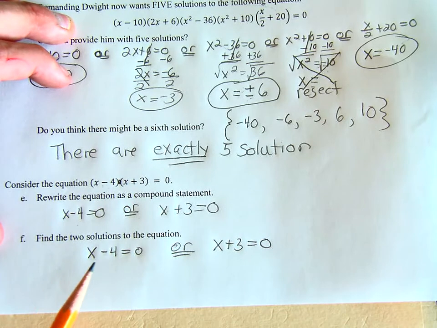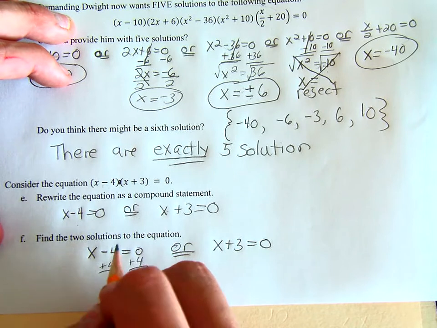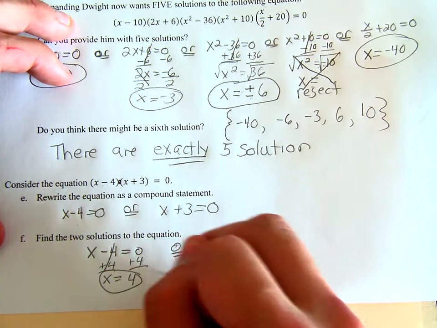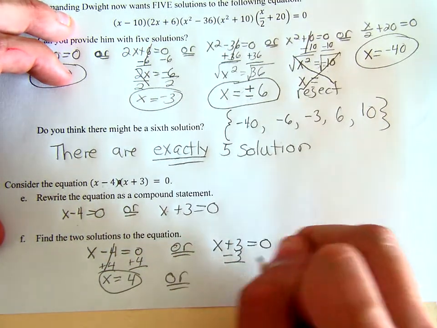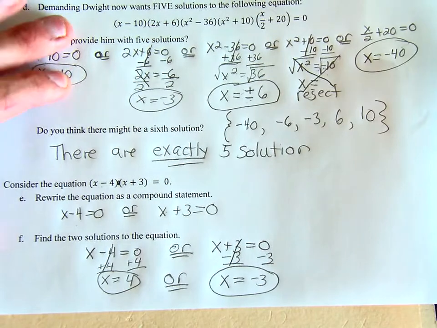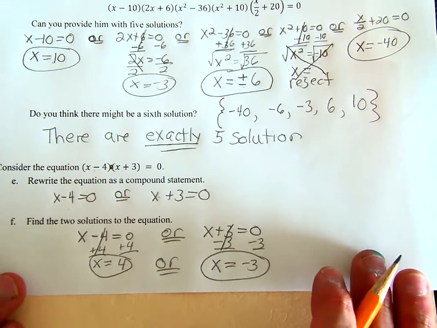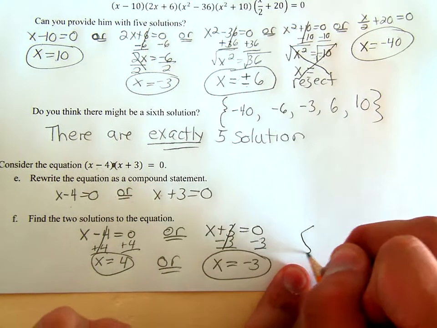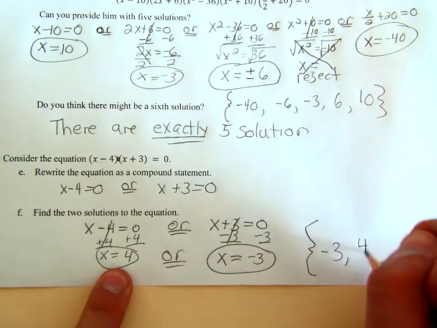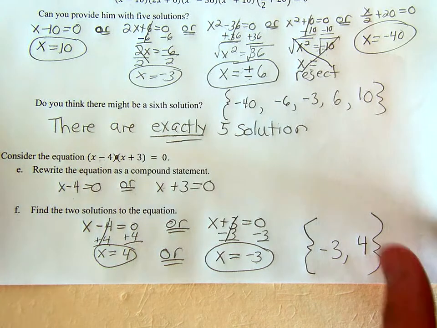To solve this one, x minus 4 is equal to 0, we're going to add 4 on both sides. So we get that x is equal to 4. Or we'll subtract 3 on both sides. So we'll get that x is equal to negative 3. So there are our two solutions. So now let's write it in set notation. In set notation here, we're going to have negative 3 first, and then we'll have positive 4. Okay? So now let's move on to example 1.